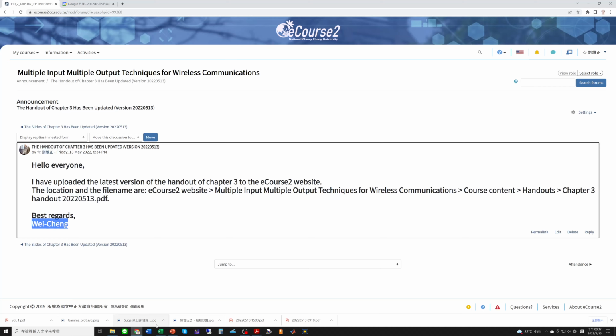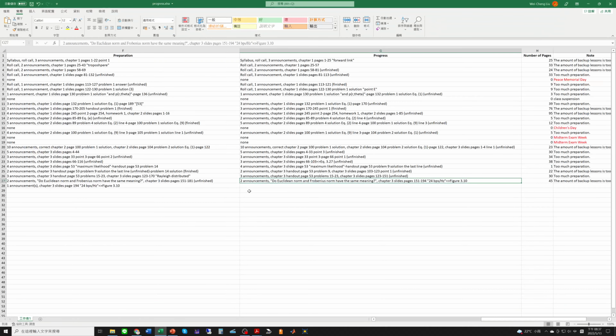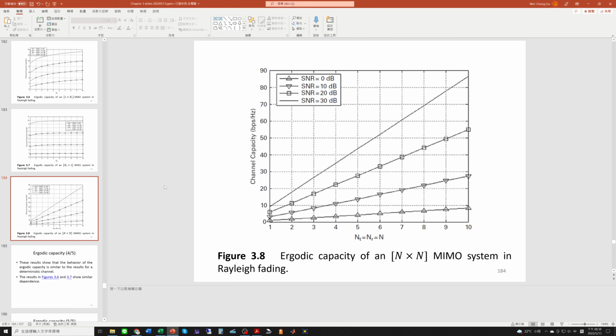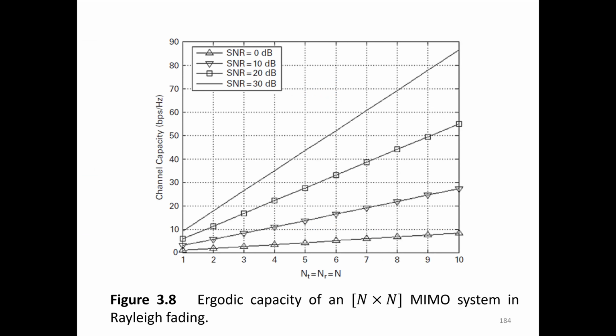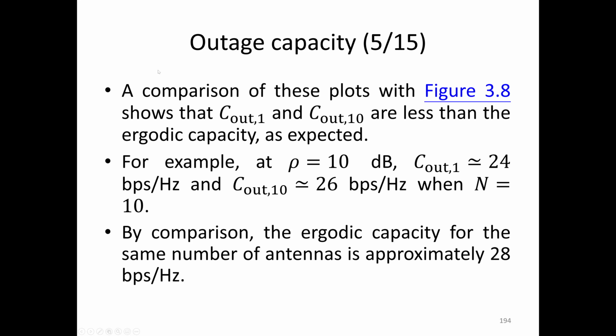Next, let us look at the progress of the last class. In the last class, we taught up to Chapter 3 slides, page 194, 24 bits per second per hertz. Then we go to figure 3.10. So please open the slides of Chapter 3, and please turn to page 194.